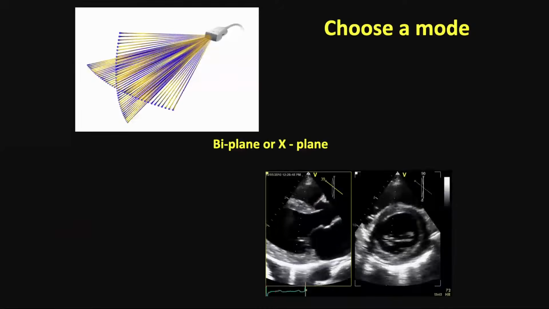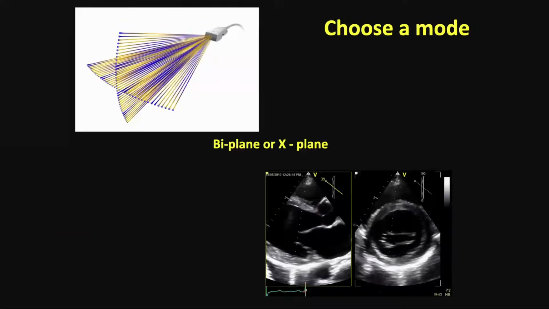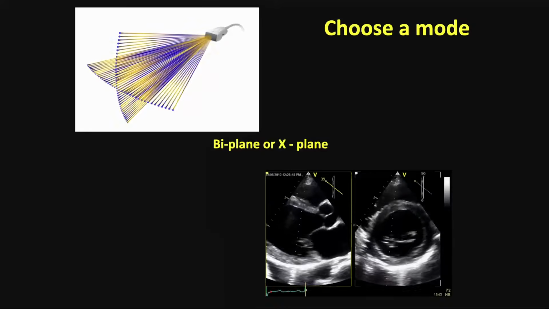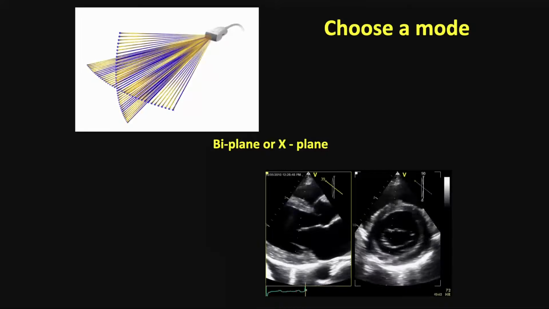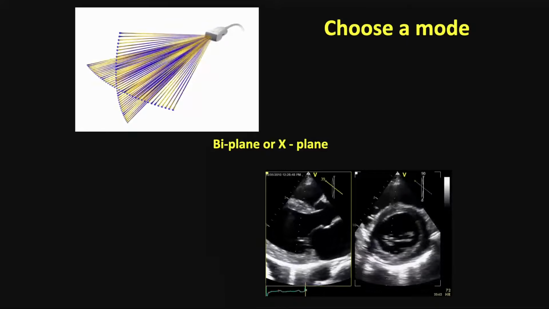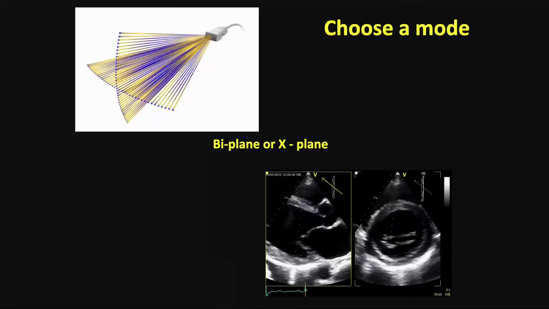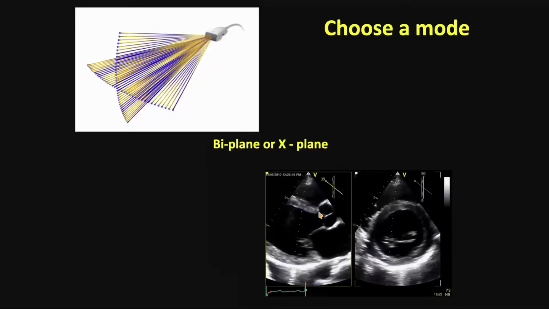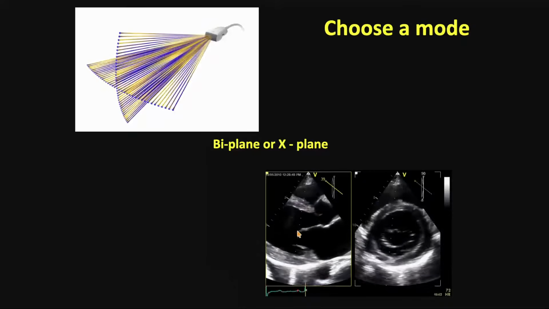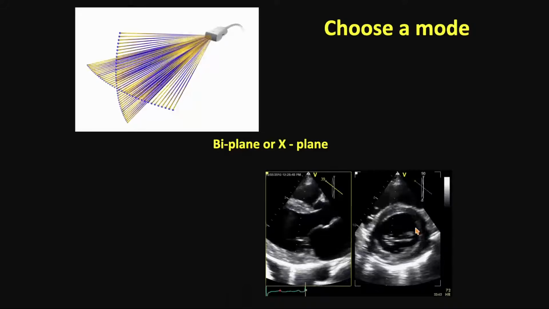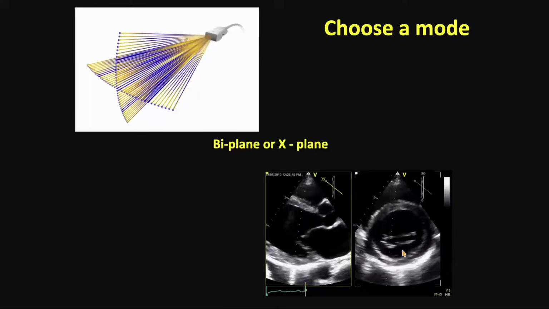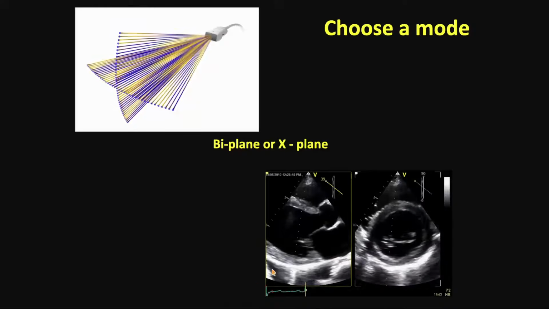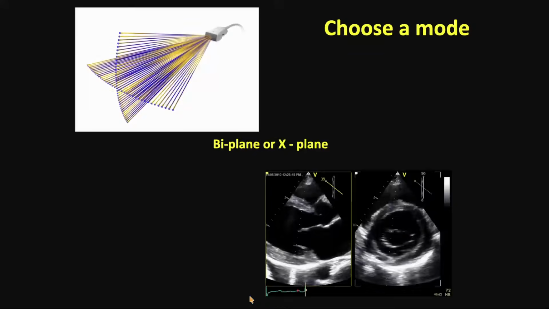Now, there are different ways of doing a 3D. First and foremost, any 3D probe will have something called a biplane or X-plane. X-plane is used by the Philips machine, and biplane is used by GE and the other vendors. What you see is your reference image, your baseline image. Then you have the short axis, which is orthogonal, the 90-degree image to this. So it gives you simultaneous images, 90 degrees to each other. That is called the biplane.